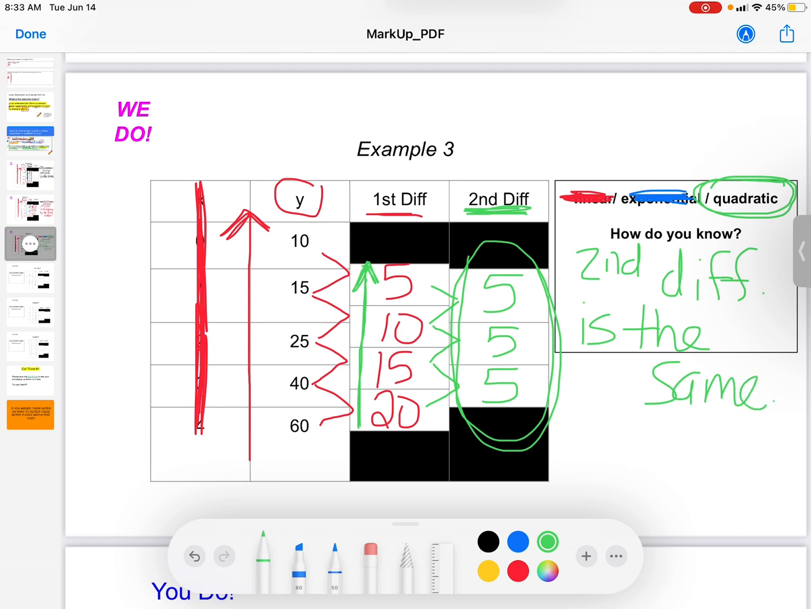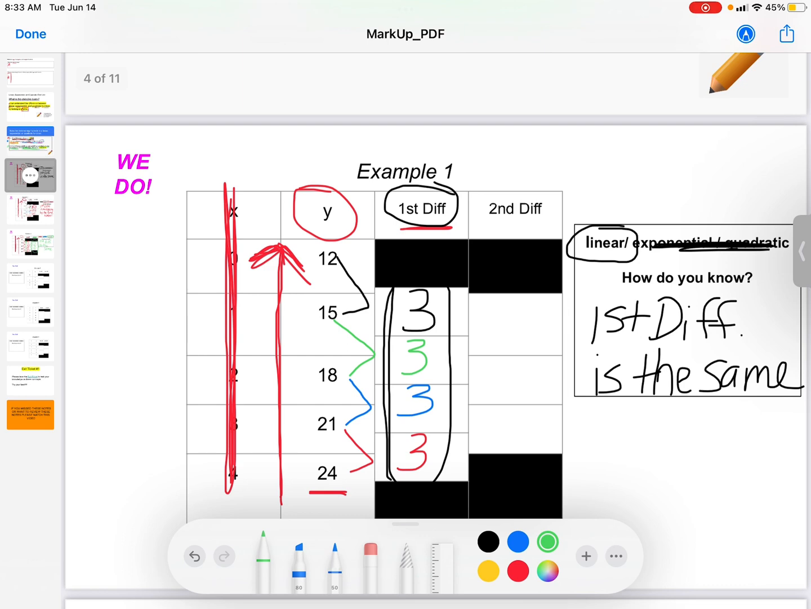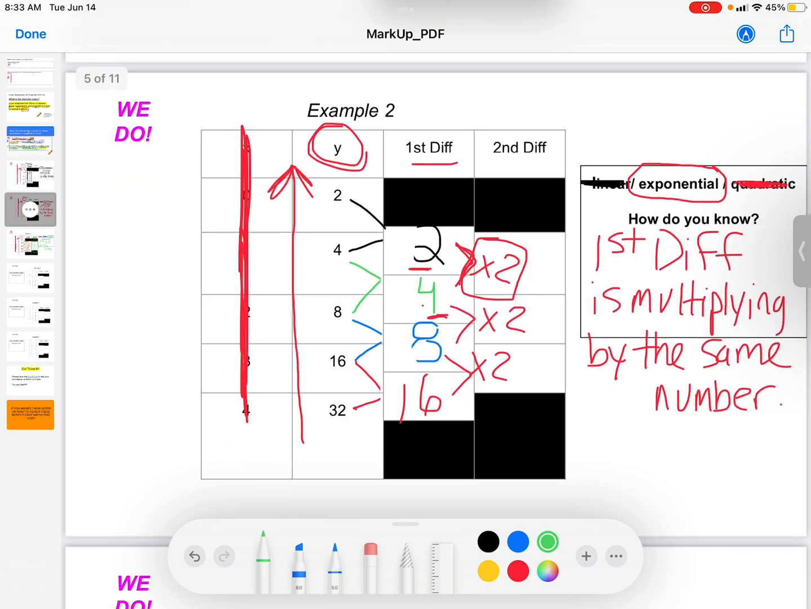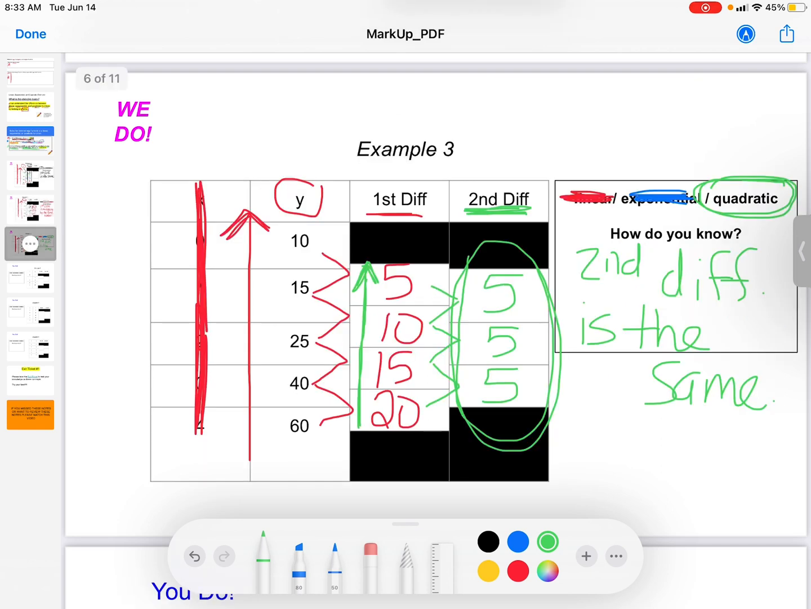So those are your only 3 options. So let's review again quickly. When your first difference is the same, it's linear. When your first difference is multiplying, it's exponential. And when your second difference is the same, so if the first 2 things didn't work, but your second difference is the same, then it's going to be quadratic. Okay, please copy those rules down so you can look back at them.